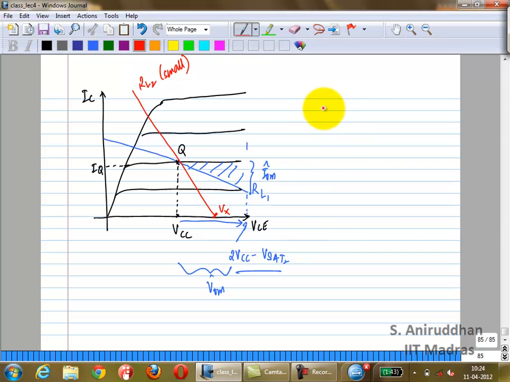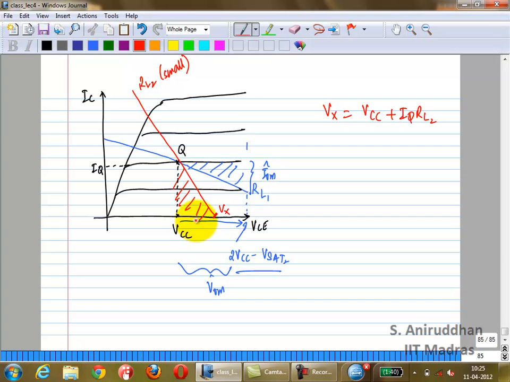What is this? Let me call this Vx. What is Vx? The absolute value of Vx. It's VCC plus IQRL, right? You're starting off from VCC, so the absolute value will be VCC plus IQRL. Correct? The swing is IQRL around the quiescent point. This area will give you the power dissipated.